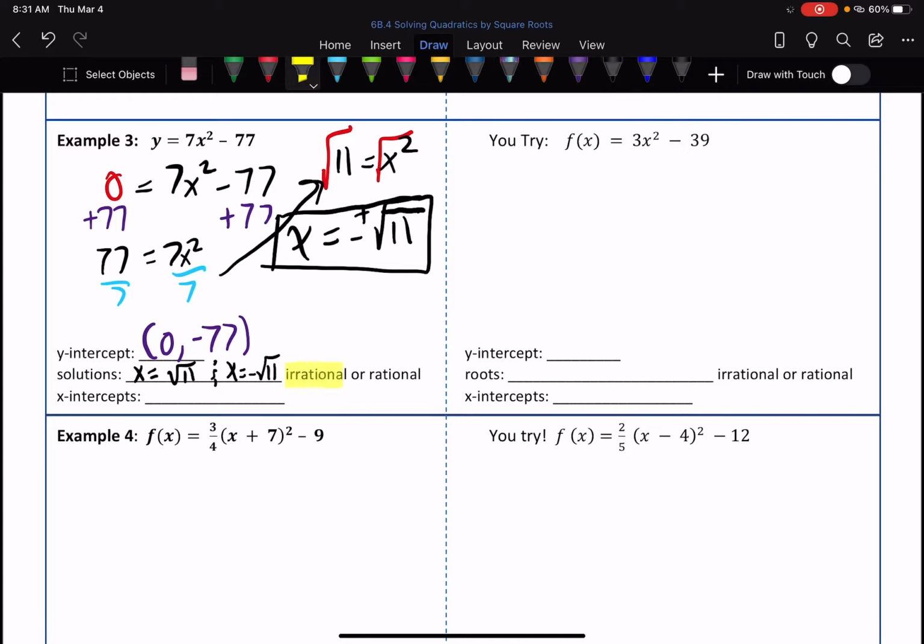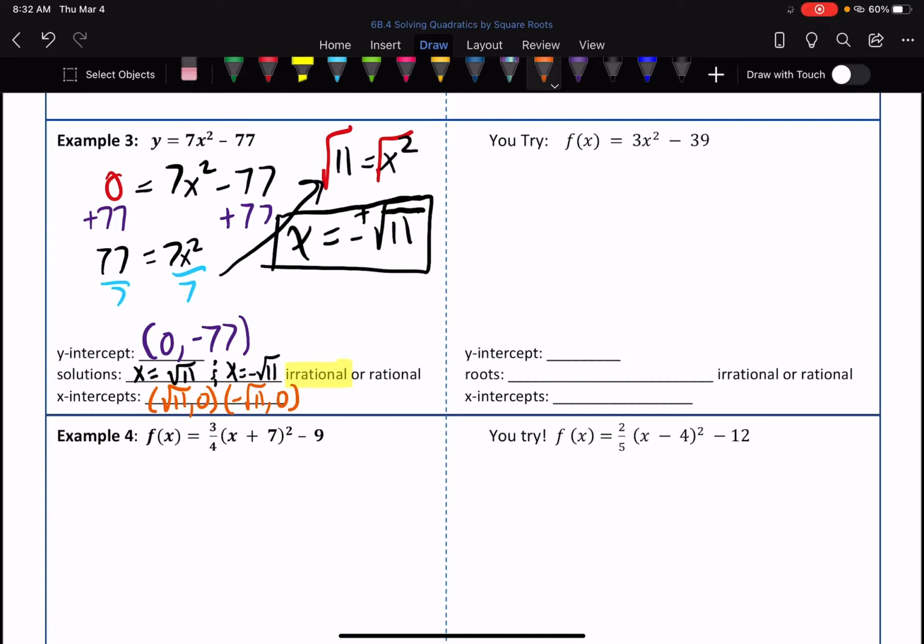And those are irrational. So our x-intercepts we can just write as (square root of 11, 0) and (negative square root of 11, 0). Now, if you were asked to graph these, you could use your calculator, put those into the calculator, and convert that square root of 11 into a decimal to find the decimal value of that irrational root. Now let's go on to the u-try problem.